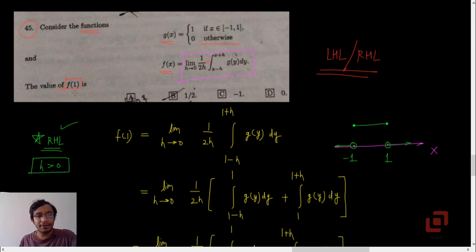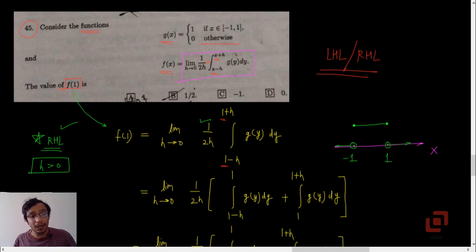So I first replaced x by 1 in the definite integral. What I got is this: f of 1 equals the limit as h tends to 0 of 1 upon 2h, which will be there as it is. g of y dy will also be there as it is, but instead of x, I have now written 1.